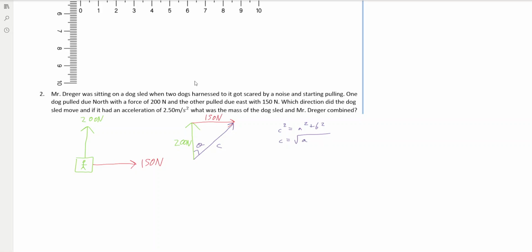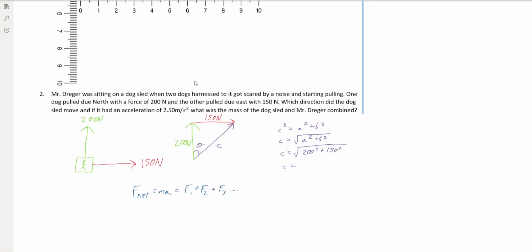Square root of a squared plus b squared. We're taking a square root of both sides. Then we put in the values, so 200 squared plus 150 squared inside that square root to get our value for our purple, which is the forces added together. Another way to say that is, if we're thinking about a force situation, we will sometimes talk about it like this: F net equals MA equals adding all the forces together.